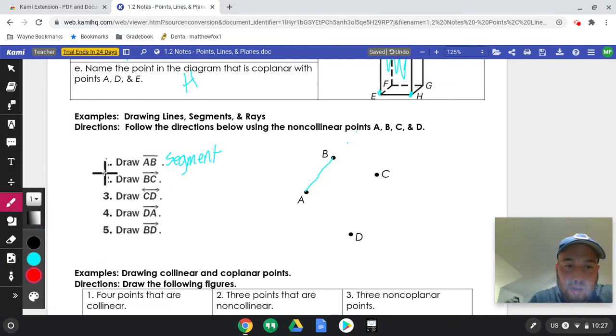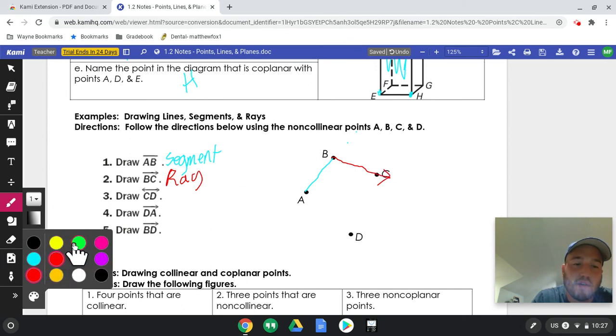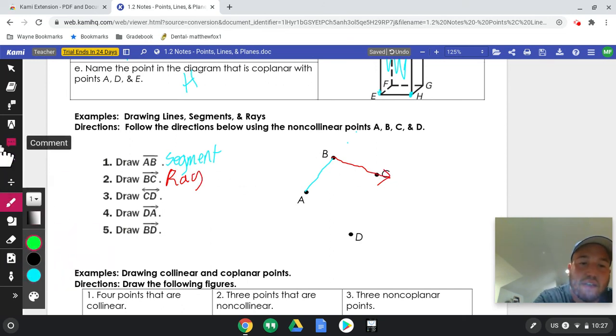Okay, so our next one. This one is a ray because it extends in one direction. Now the key part about this one is it has to start at the initial point, or it has to start at B. And it will extend through C, so B extending out, and then put that arrow on the end. Now my lines or rays or segments might not be perfectly straight, but imagine they are. They should be.